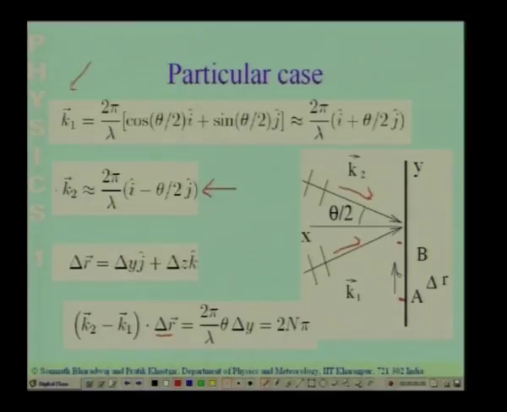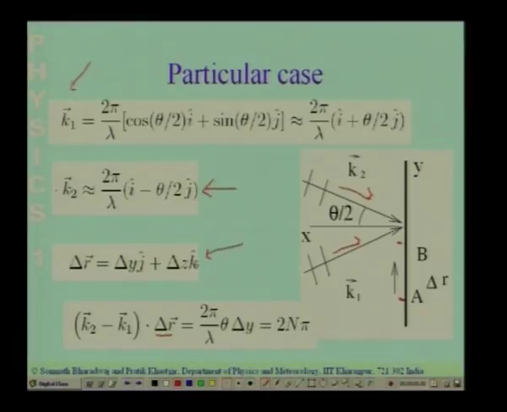Now, recollect that the screen is perpendicular to the x axis. So, the screen is in the yz plane. So, any arbitrary displacement on the screen will have a component along the y axis. So, delta r on the screen can be written as delta y into j, and the displacement can also have a component along the z axis, so delta z into k. So, any arbitrary displacement on the screen which is in the yz plane can be expressed in this form. It can have only a y component and a z component.